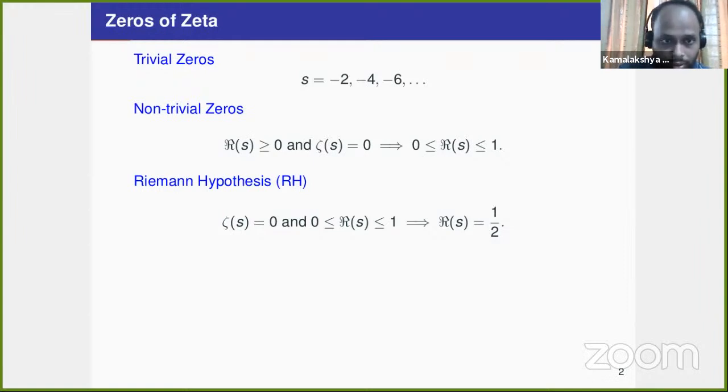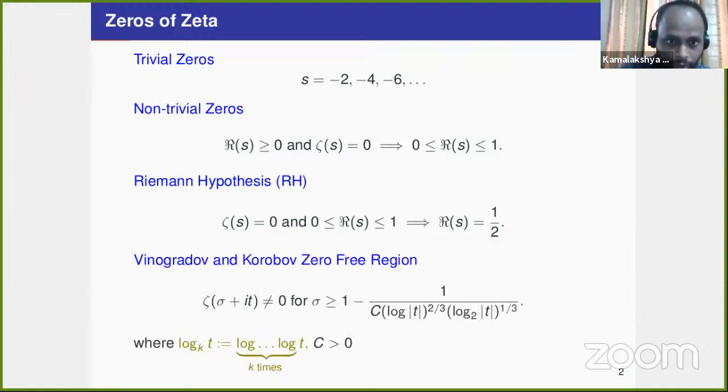What is the progress towards this Riemann hypothesis? It's very, very little. The best known result, which is way back due to Vinogradov and Korobov, says that zeta is not equal to 0 in a very narrow strip close to the 1 line, which is like 1 minus 1 over log t to the power 2/3 and double log t to the power 1/3. Here I use the notation log 2 t, which would mean log log t. I will keep on using this notation from time to time in this talk. So I'll use the notation log k t to denote log iterated k times.